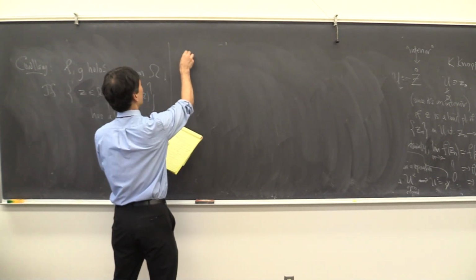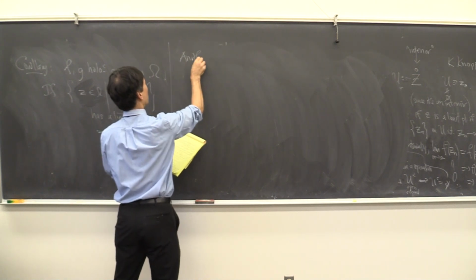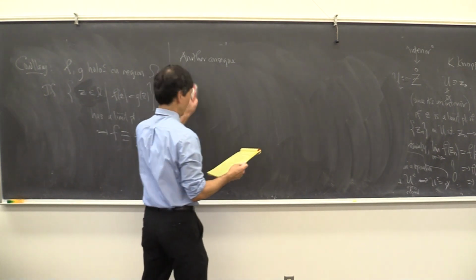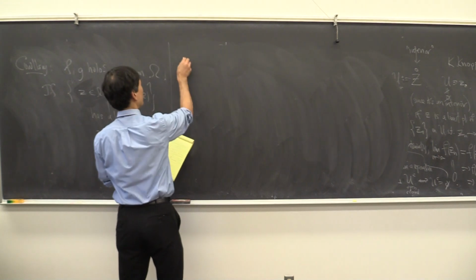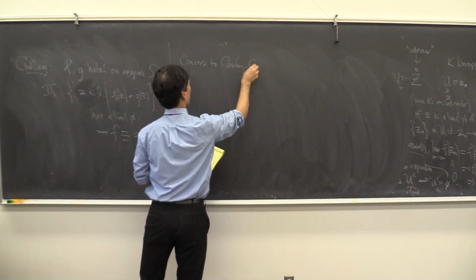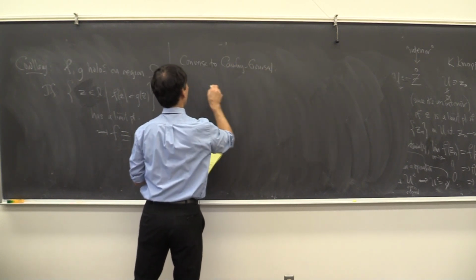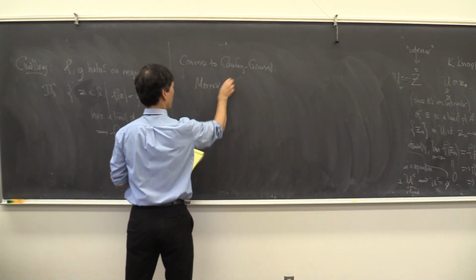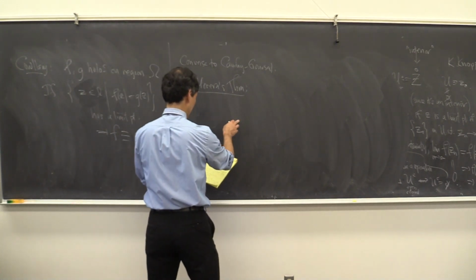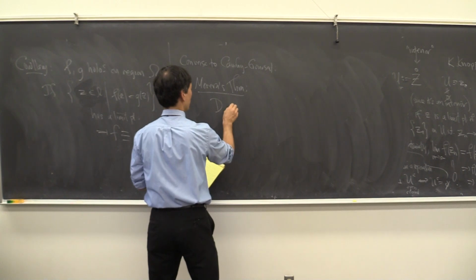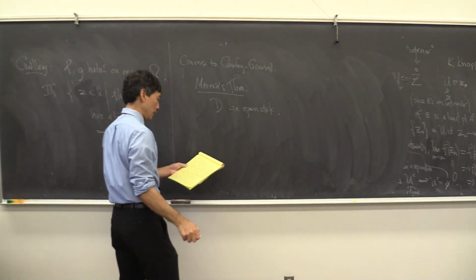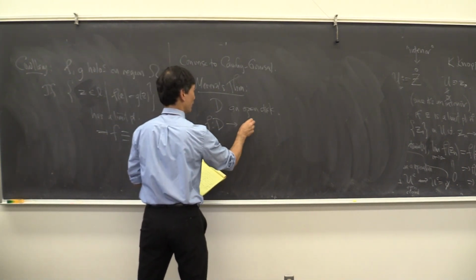The next thing, here's another consequence. So this is sort of a converse to Cauchy-Goursat: Morera's theorem. So you have D, an open disk, and you have a continuous function.